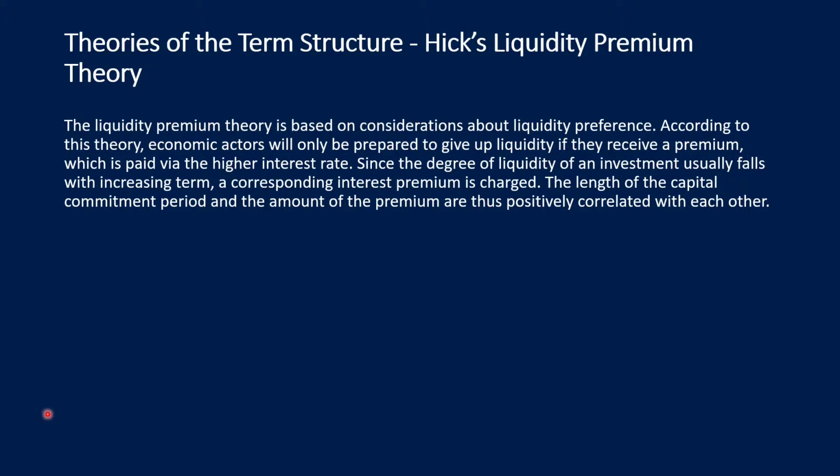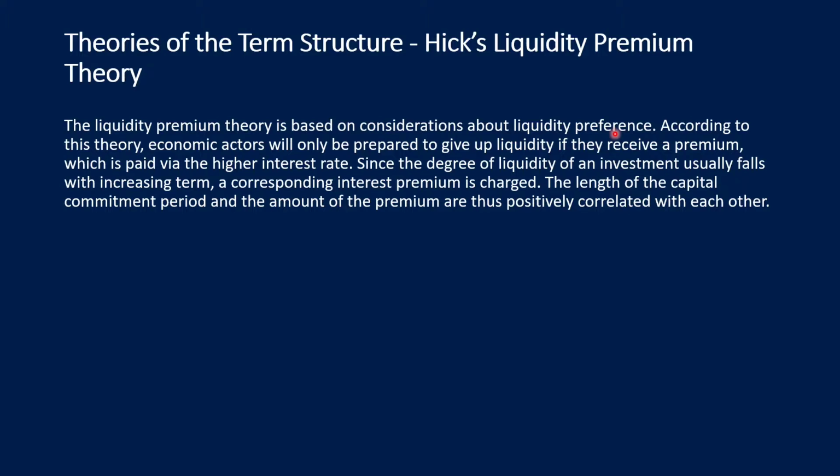The third theory of the term structure that I would like to introduce is Hicks' liquidity premium theory. The consideration made here is that there is a certain preference for liquidity. So actors don't like to invest too long because they want to get their money back quickly. They want to have liquid investments. So they have a liquidity preference.